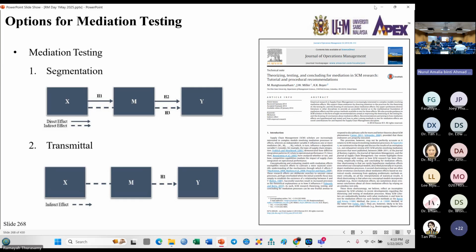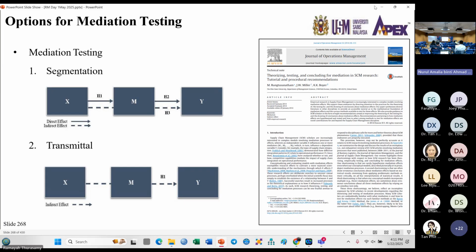Independent to mediator, mediator to dependent, then we test the mediation, right? This is called segmentation. But we can also do that mediation here. Only one hypothesis. We are not interested in X to M. We are not interested in M to Y. We are only interested in X to M to Y. One hypothesis, also okay.